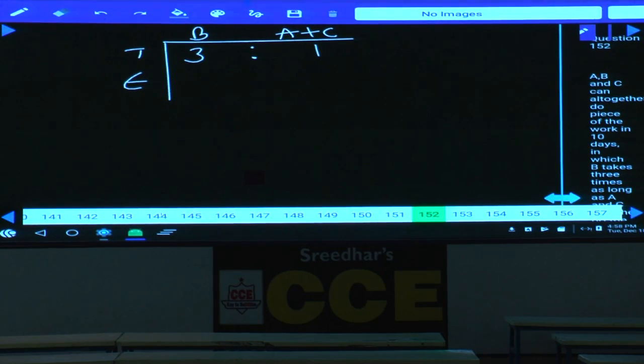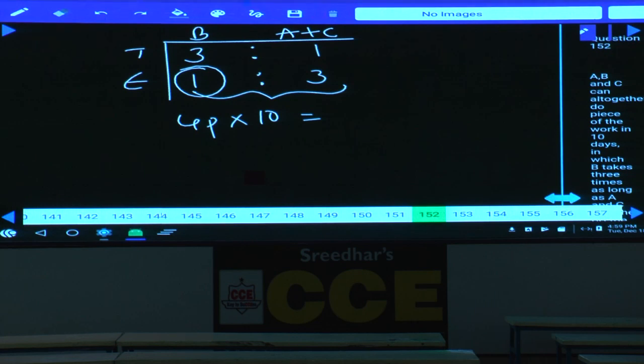Then the efficiency ratio is 1:3. Now, all working together, A, B, C, will do the work with how many parts of efficiency? And how many days are they taking? 10 days. Working with only B, B is doing only one part of efficiency, and needs how many days to complete the work? B's efficiency is one part, A and C's efficiency together is 3 parts. All working together, efficiency is 4 parts. With 4 parts, if they need 10 days, with one part they need 40 days.